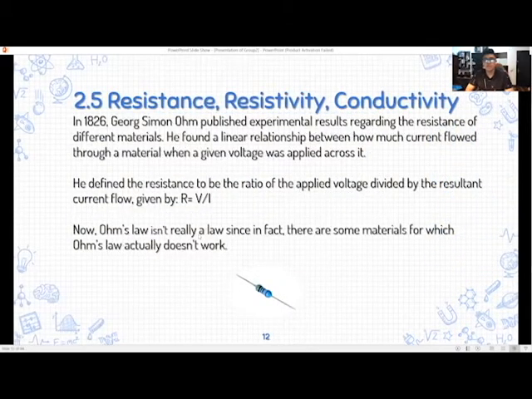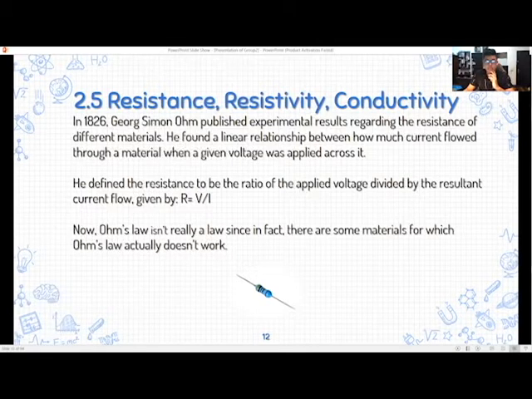And the next topic is resistance, resistivity, and conductivity. This is the history of Georg Simon Ohm, who published experimental results regarding the resistance of different materials, and this can be understood simply.